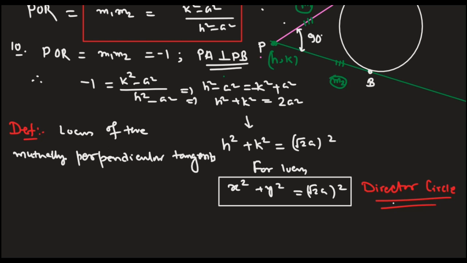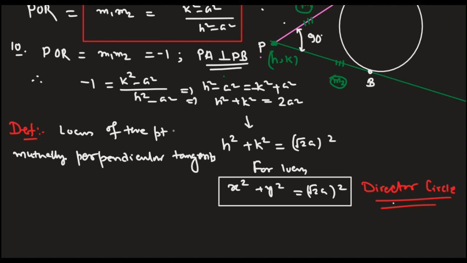Okay, now we have the tangents and they are perpendicular to each other. In that situation, the locus of the point of intersection of two mutually perpendicular tangents drawn to a given curve or the given circle is called the director circle.